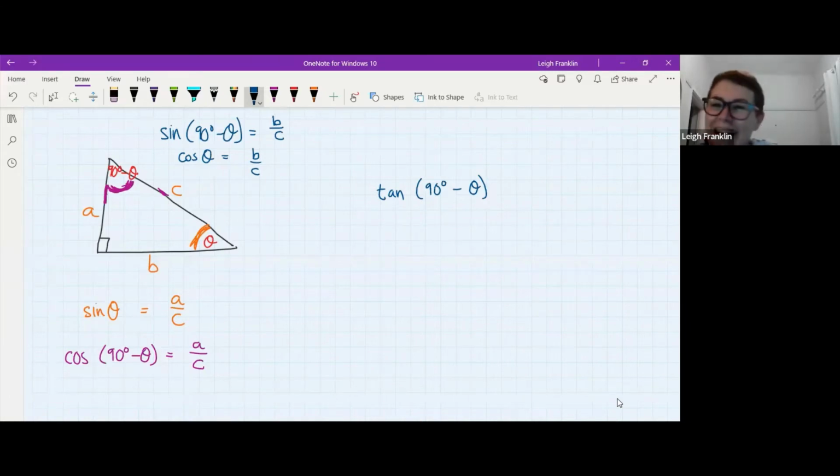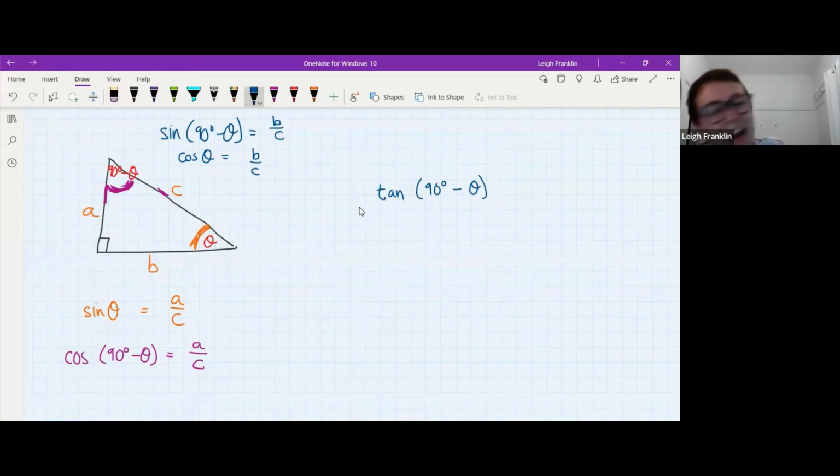No, we're not using the triangle. I'm just saying, if you saw tan 90 minus theta in one of your questions, how would you rewrite that? There's another way that you could rewrite that. Negative tan theta? I'm afraid not, because remember, tan 90 minus theta is in the first quadrant, isn't it? And we know from our CAST diagram that it would be positive.